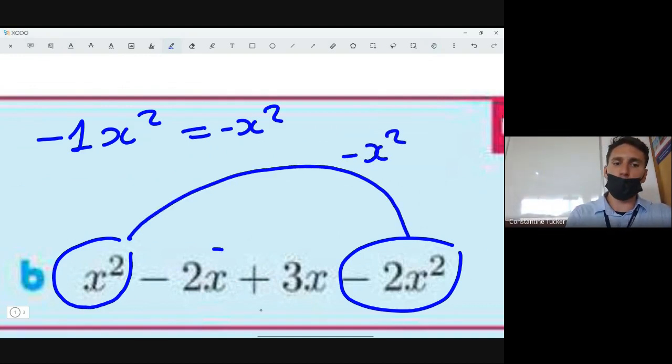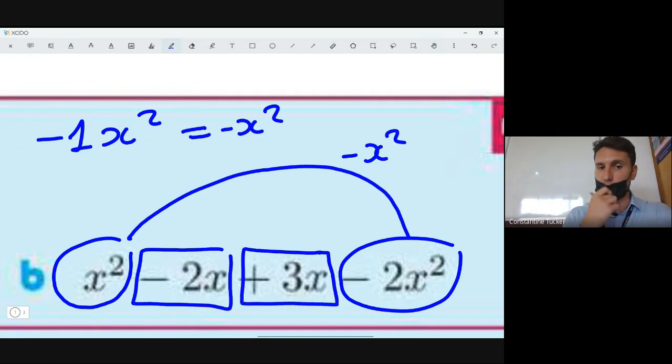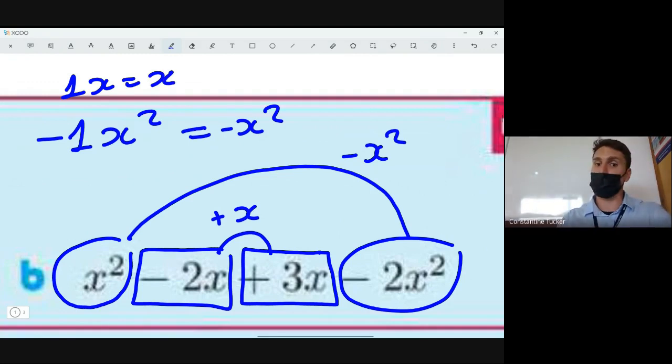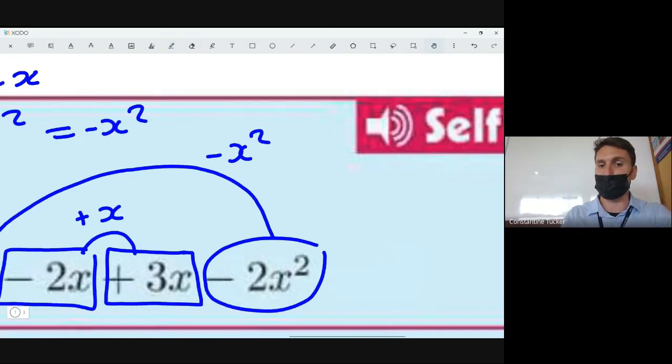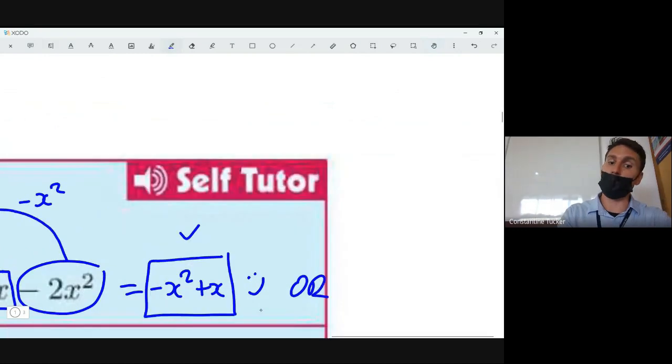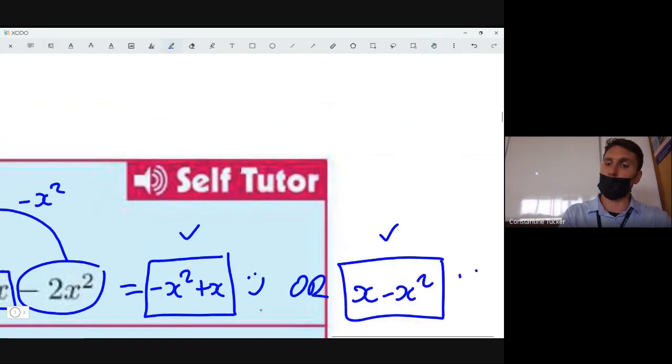What about from the two in the middle? Minus 2x plus 3x. Exactly. So just x or 1x or just plus x. So 1x, remember, is just x. So now we can go ahead and put all of that together. So this will be minus x squared plus x. This will be the final answer here. Or you could say x minus x squared. That is also correct. Both are correct.